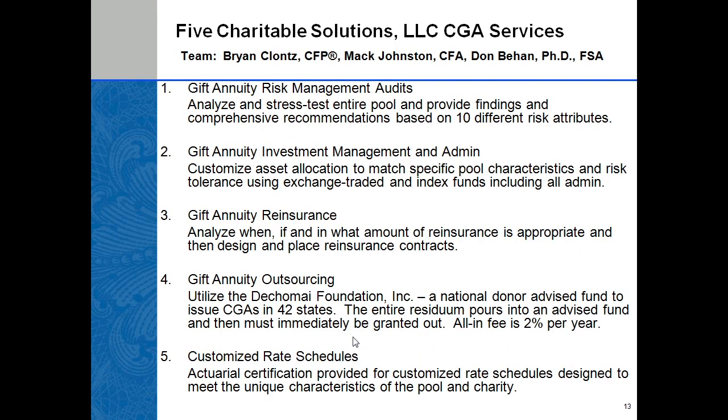And finally, here are the random things we do. I think we've got about a minute left. Audits, I beat to death. Investment, management, and admin, already mentioned. The reinsurance stuff, we work with about 85 charities now, around that.